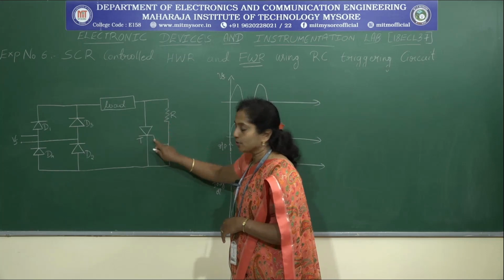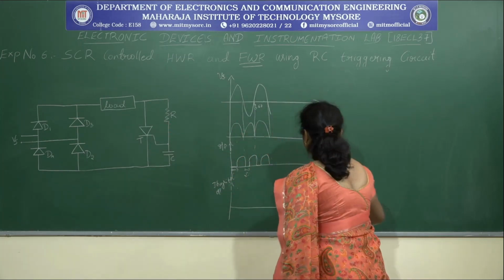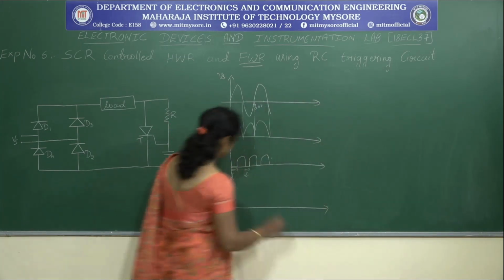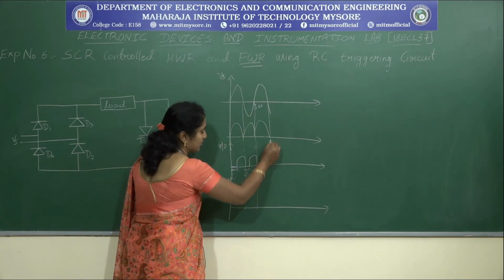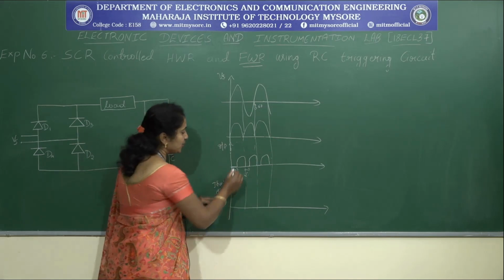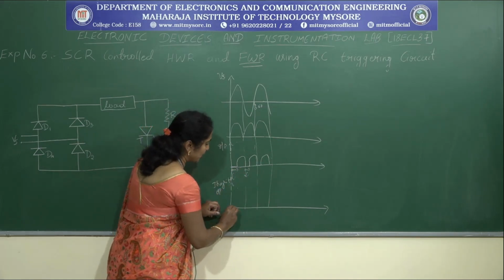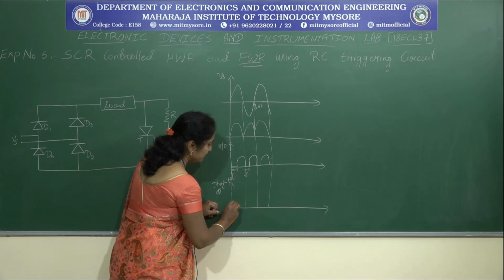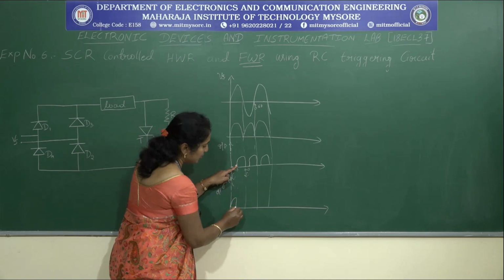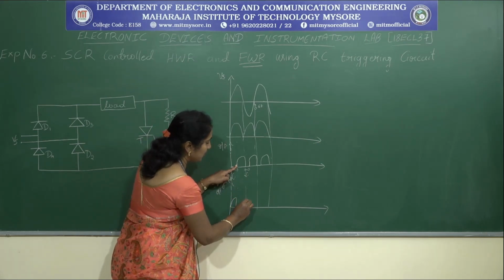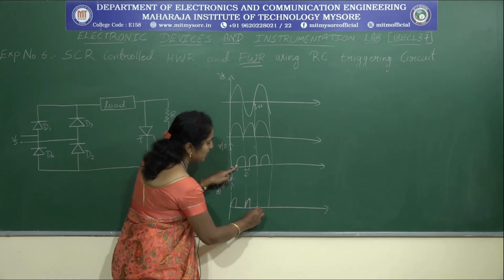Thyristor output, thyristor voltage, how are you going to measure? This is the positive half cycle you are having, this is the negative, and this is the positive. When you have the reverse, the thyristor turns off, and next it will be turned on again, then off. So this is the thyristor output voltage.